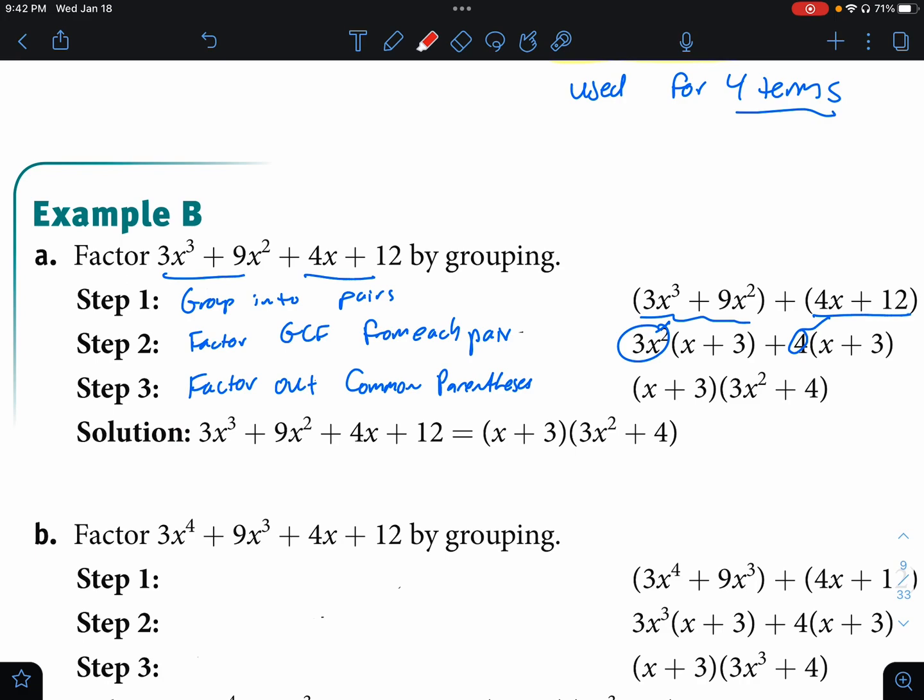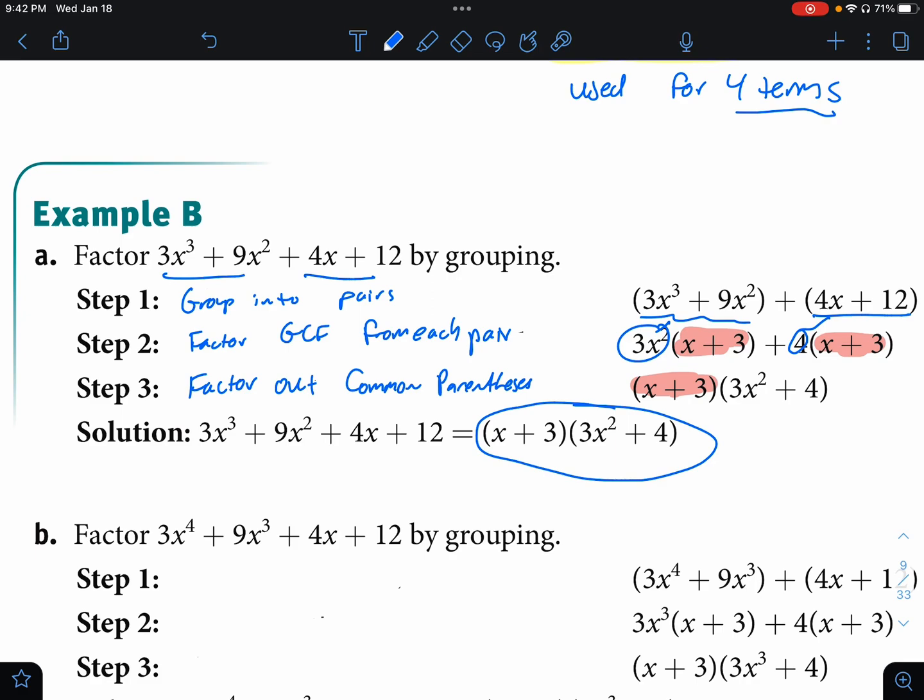In this case, that would be the x plus 3 and the x plus 3. I factor that out to the front, and it leaves those GCFs of 3x squared plus 4 that we just had. This is our final answer: x plus 3 times the quantity 3x plus 4.